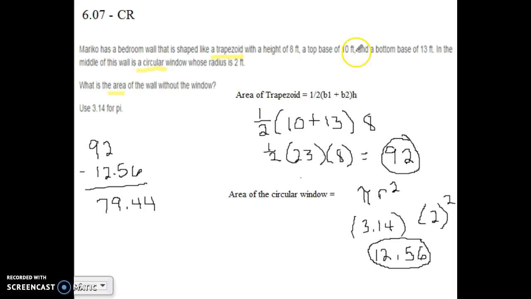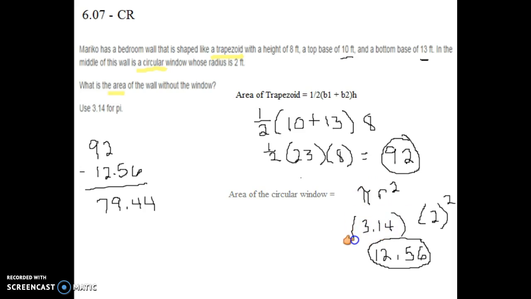So we want our bases. This is base 1 and base 2 is right here. They give us the height of 8, so we're simply going to plug that into the formula. 10 plus 13 gives us 23 times 8. So in your calculator, 23 times 8, and then divide by 2 should give you the area of the entire wall is 92. Our window is circular, so the area of a circle, remember, is pi r squared.